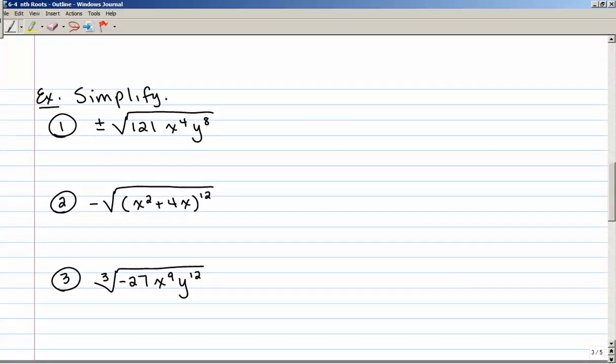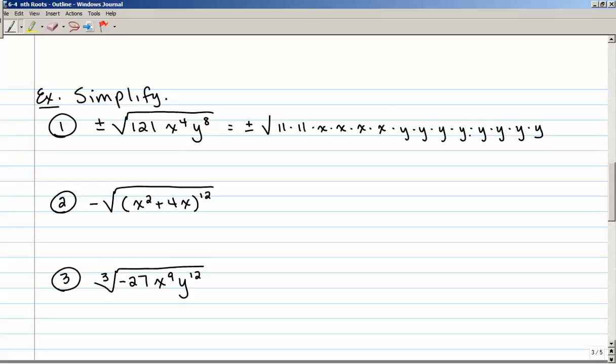So let's take a look at a couple examples here. We need to simplify each one of these. So for number 1, I need the positive or negative square root of 121 x to the 4th y to the 8th. I'll show you the long way that this works out. So this is equal to plus or minus, and basically we want to factor everything in there. 121 factors to 11 times 11, and then we have 4 x's, and we have 8 y's. Don't worry, this is kind of tedious. I have a shorter way to do it.